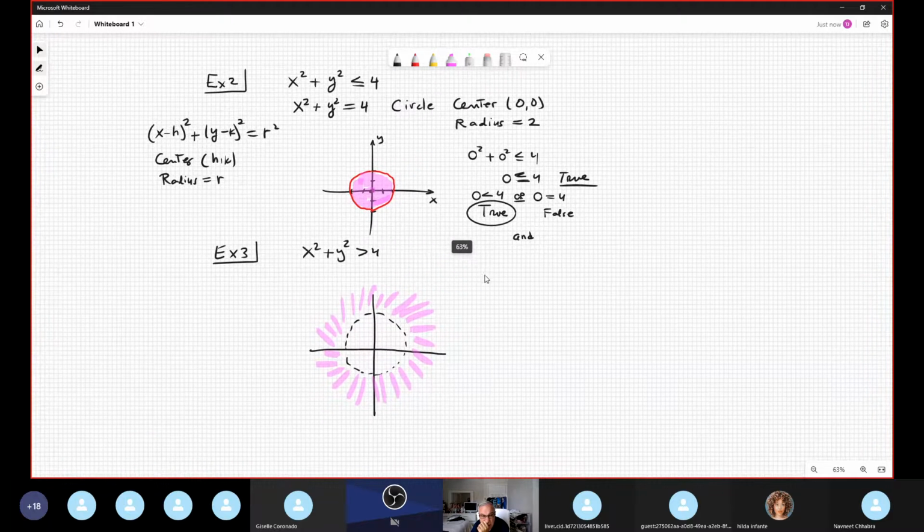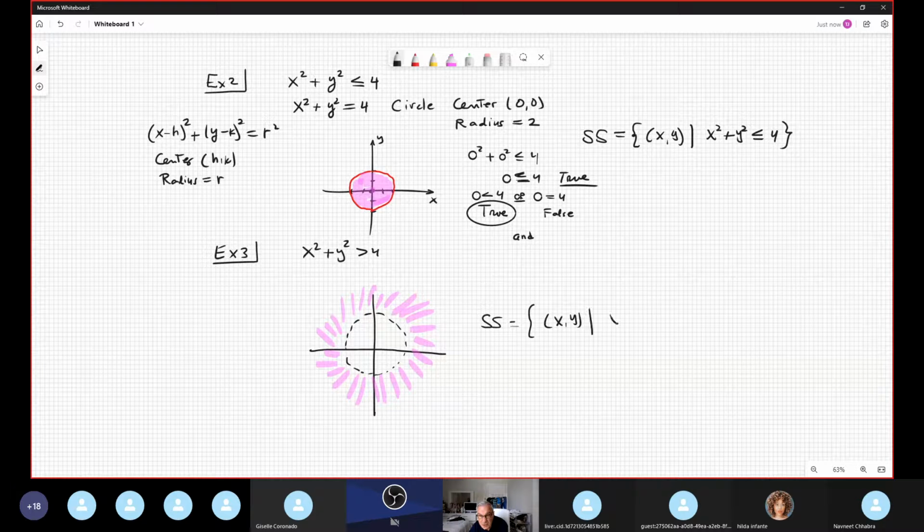Yeah, always is graphical. However, if you want to be picky and you want to find the solution set, bueno, it's easy. The solution set is all pairs such that they satisfy this inequality, x squared plus y squared less than or equal to 4. Likewise, in this case, the solution set is all the pairs x comma y such that x squared plus y squared is greater than 4. In this case, any point inside, and in this case, any point outside.